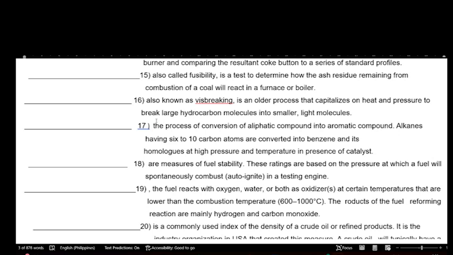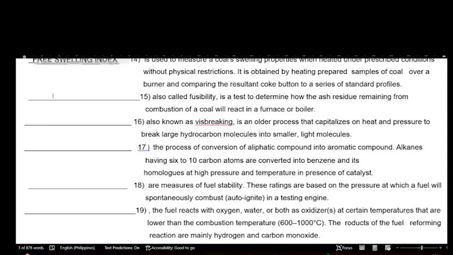Next, okay ba? Nasusundan ba? Number 15, it is also called fusibility. It is a test to determine how the ash residue remaining from combustion of a coal will react in a furnace or boiler. Ash fusion or ash fusion temperature. Basta may ash fusion, okay na.